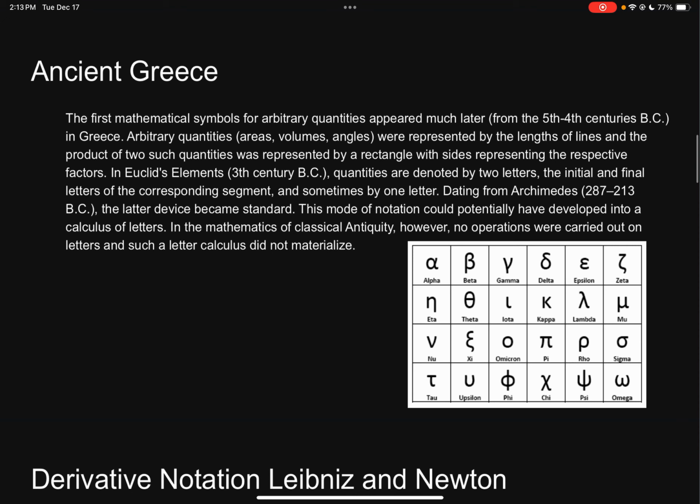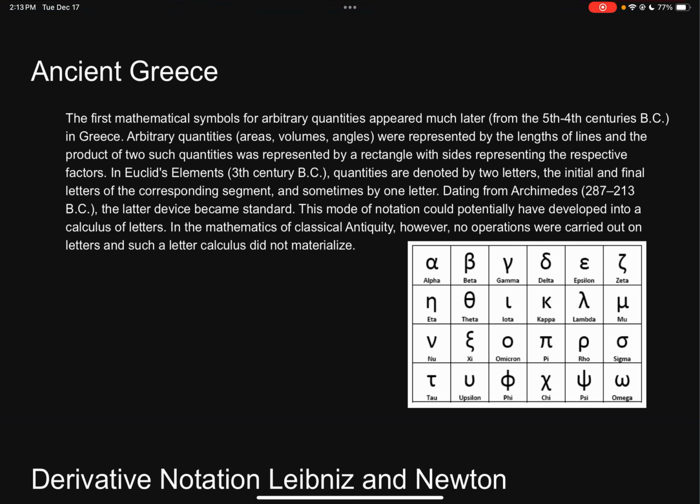Ancient Greece. The first mathematical symbols for arbitrary quantities appeared much later, from the 5th to the 4th century BC in Greece. Arbitrary quantities, areas, volumes, angles, were represented by the lengths of a line, and the product of two such quantities was represented by a rectangle with sides representing the respective factors.